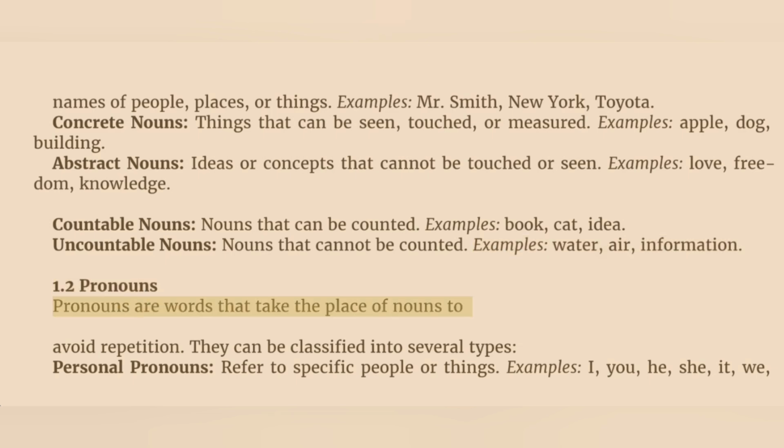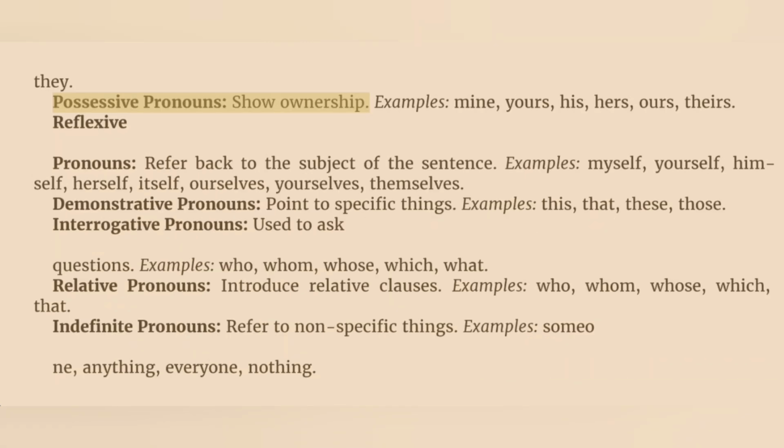Pronouns are words that take the place of nouns to avoid repetition. They can be classified into several types. Personal pronouns. Refer to specific people or things. Examples: I, you, he, she, it, we, they. Possessive pronouns. Show ownership. Examples: mine, yours, his, hers, ours, theirs.